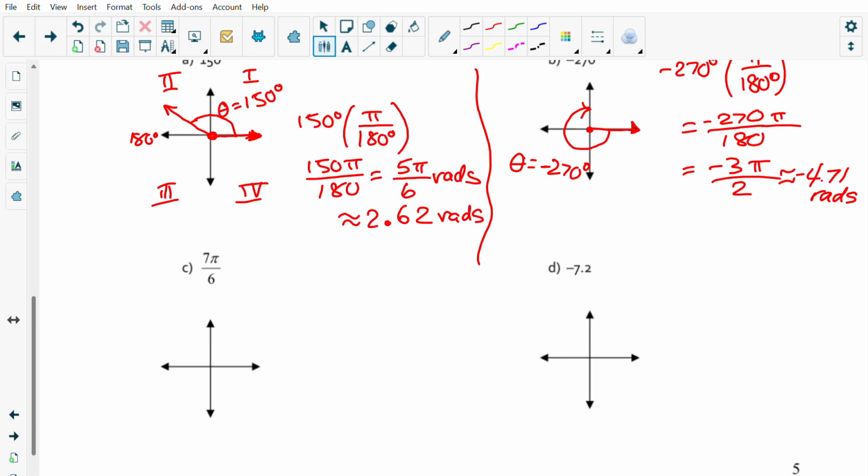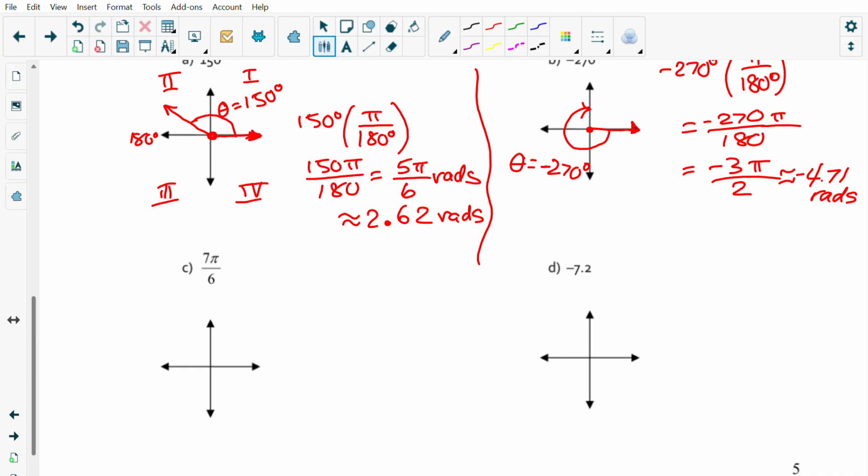Letter C, 7 pi over 6. Here's a quick tip. This is the problem you run into when you start to think about angles in radians, and I want you to start thinking about angles in radians. If you practice enough, you'll start to intuitively know where 7 pi over 6 is going to be. Instead of trying to do the whole thing like, oh, 2 pi radians is a full sweep of the circle, pi radians is half of it. Well, where is 7 pi over 6?